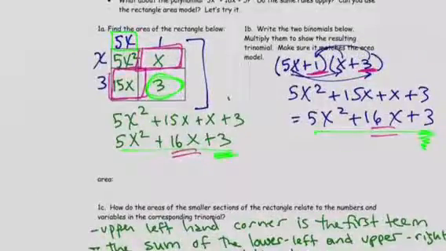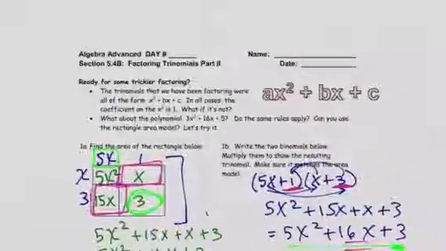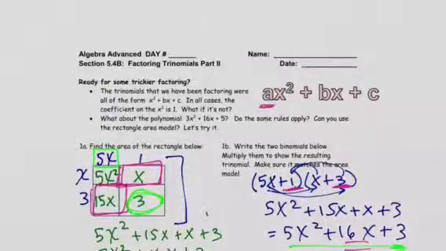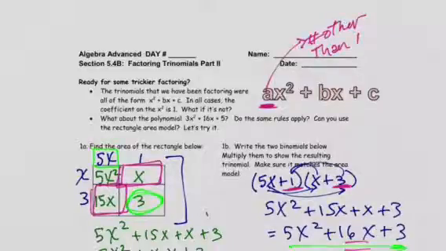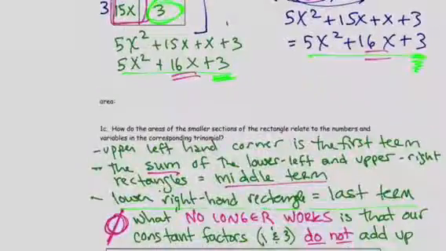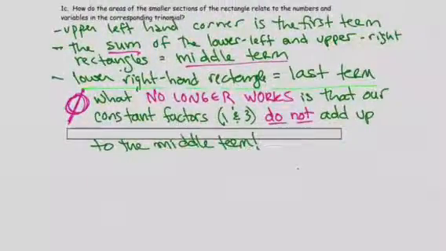This happens because you have a 5 next to the x. Notice up here at the top of the page, we have an a in front of the x squared. That is what causes this to happen. So if you have a number other than 1, that's when this happens: the two constant factors will not add up to the middle term. Okay, so go ahead and try problem 2.